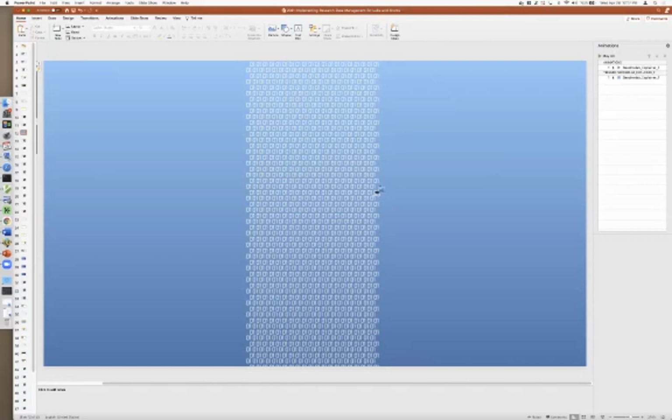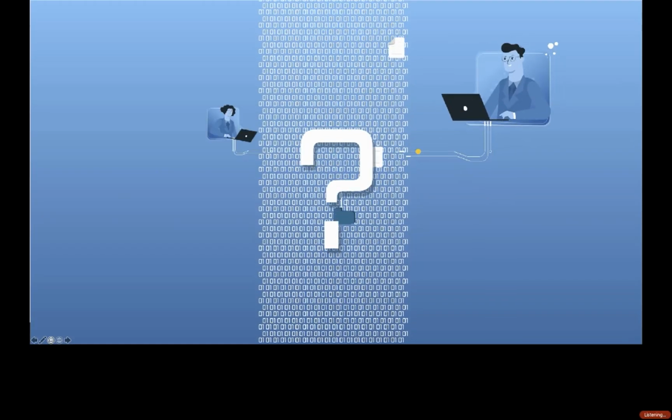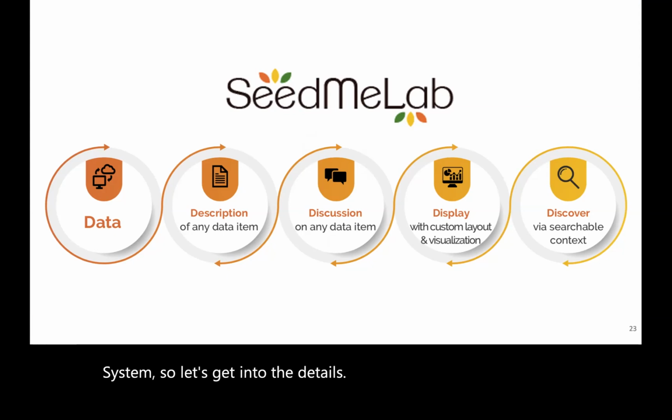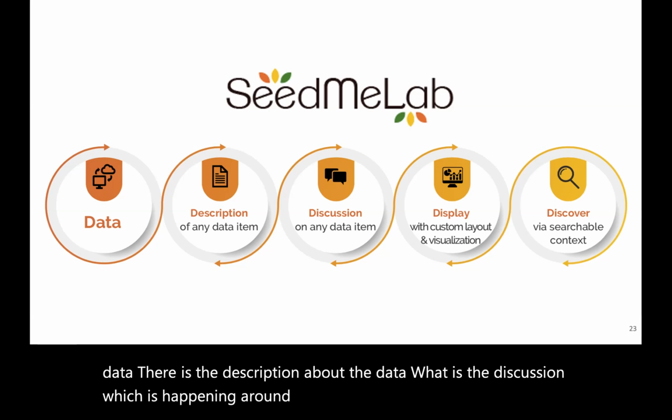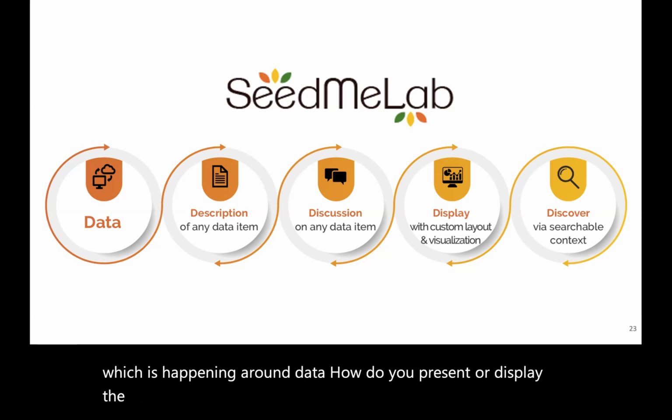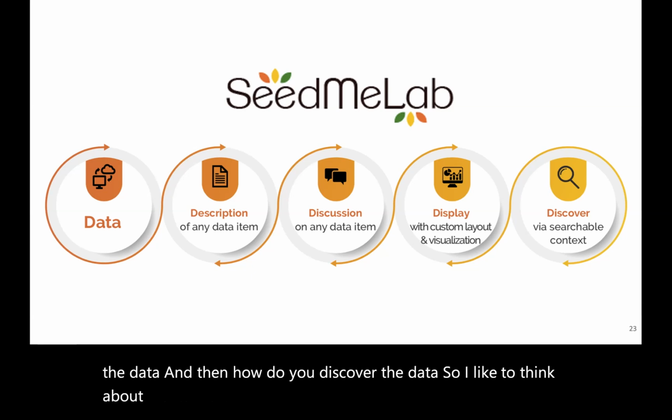So that's kind of a quick preview of the system. So let's get into the details. When we think about data, we think about 5 Ds. There's the data, there's the description about the data. What is the discussion which is happening around data? How do you present or display the data? And then how do you discover the data? So I like to think about this as 5 Ds for data management.